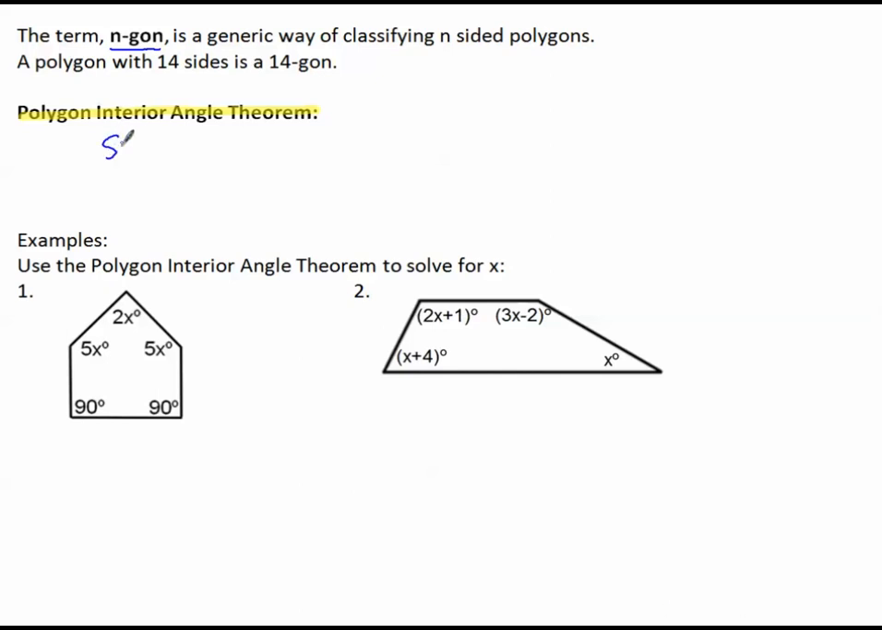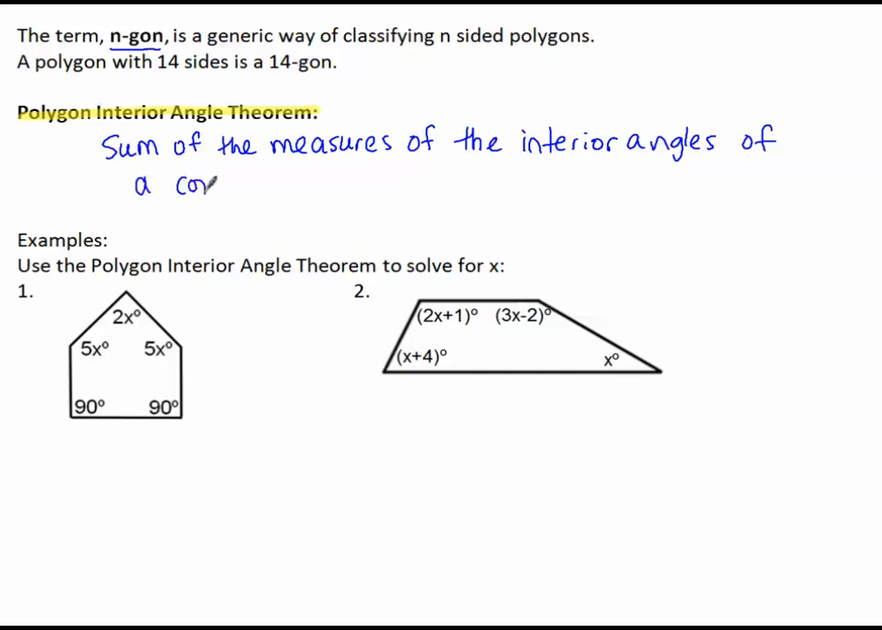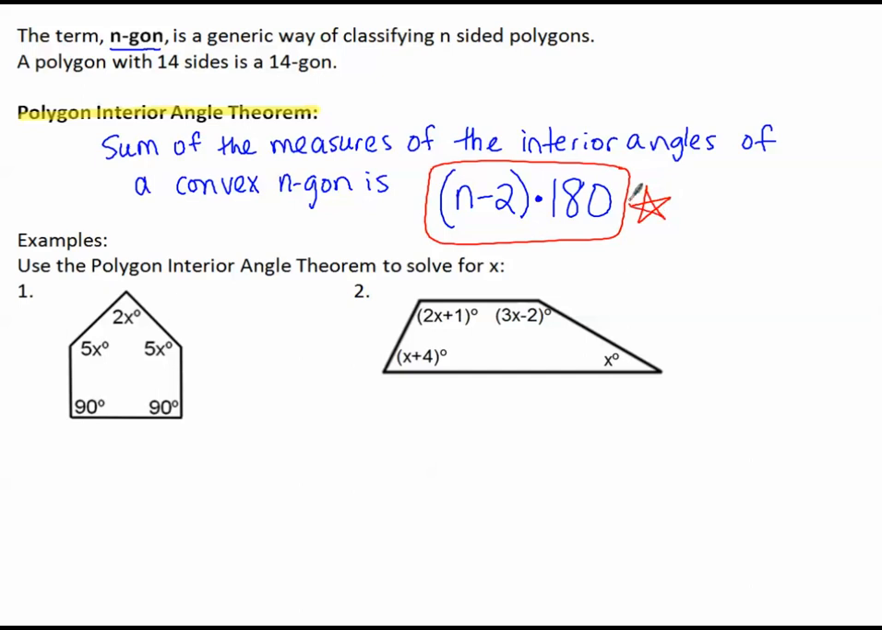This theorem says that the sum of the measures of the interior angles of a convex n-gon is n minus 2 times 180. Memorize this. We're going to use this a lot.